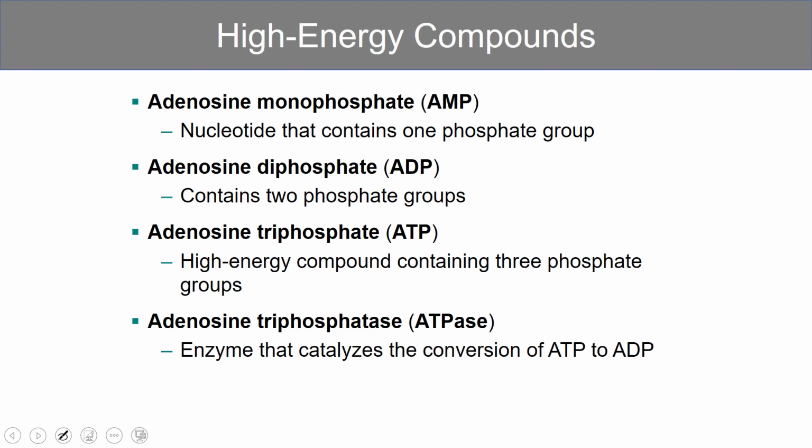So adenosine monophosphate is a nucleotide that contains only 1 phosphate group. Diphosphate contains 2, and triphosphate is the high-energy compound containing 3 phosphate groups. The enzyme that's used to catalyze the conversion of ATP to ADP is adenosine triphosphatase. Remember, when you have ASE at the end of a name, it often represents an enzyme. So adenosine triphosphatase catalyzes the conversion of ATP to ADP.